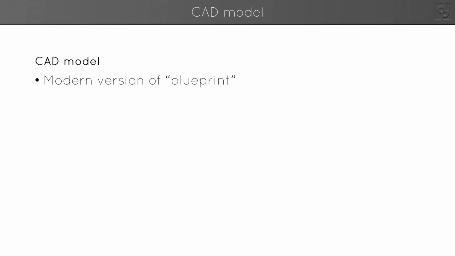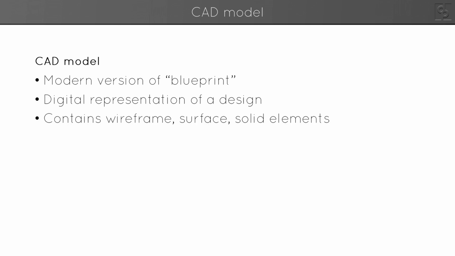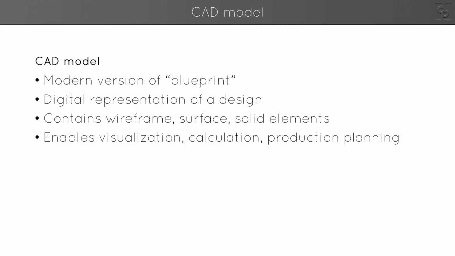A CAD model is the modern version of a blueprint. They've been around since the 1970s, and in a modern manufacturing environment, a CAD model contains all the information needed to make a product. They're generated by design engineers, and they're often used as the core reference for a product, enabling cost and performance calculations, visualization, and generation of computerized manufacturing data.